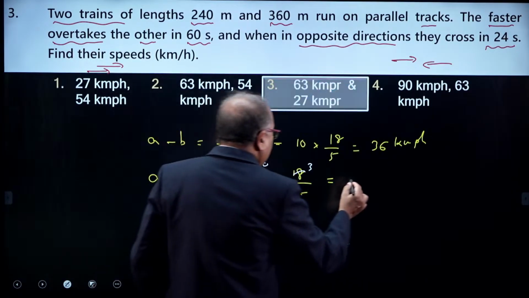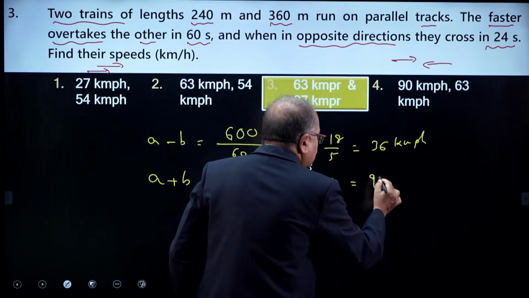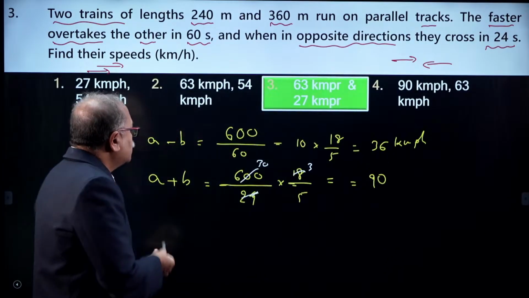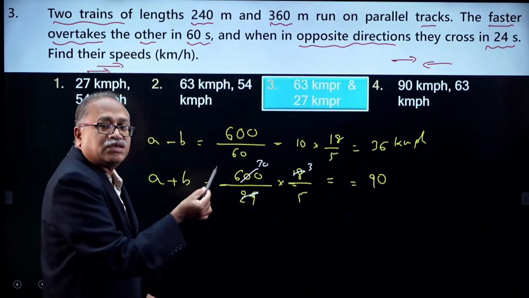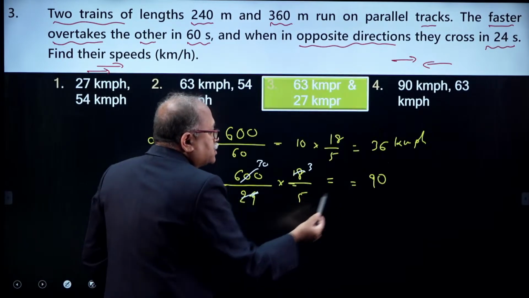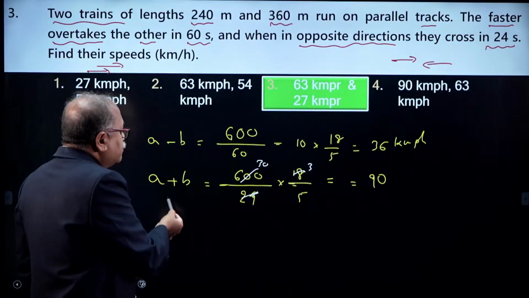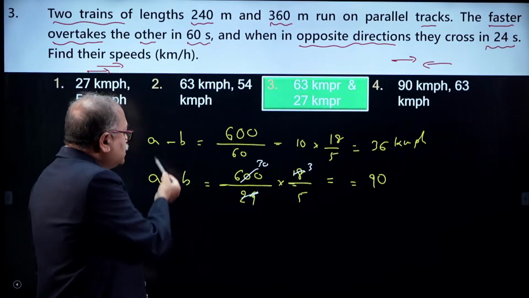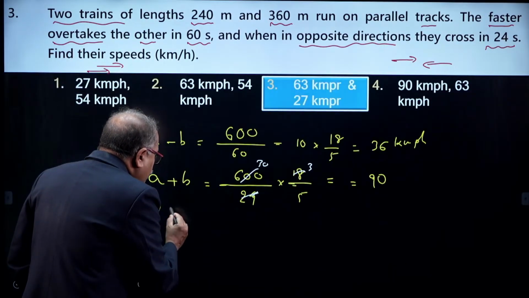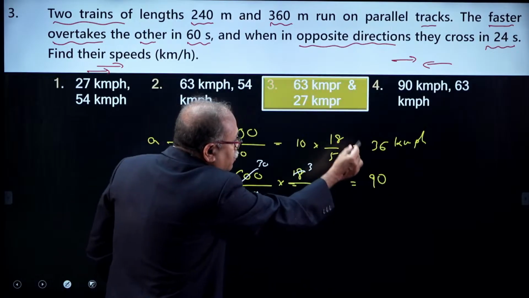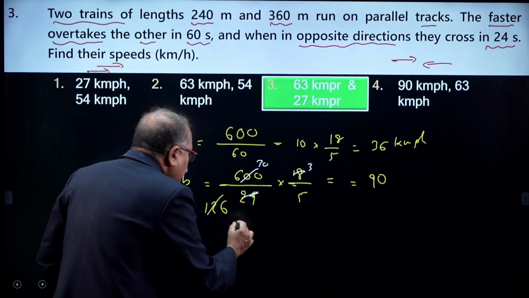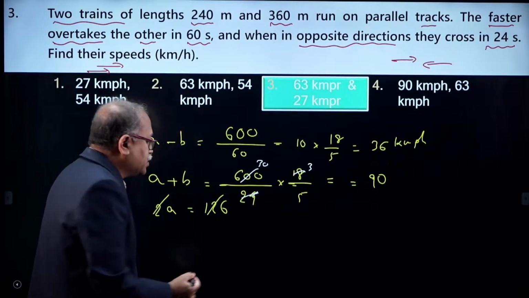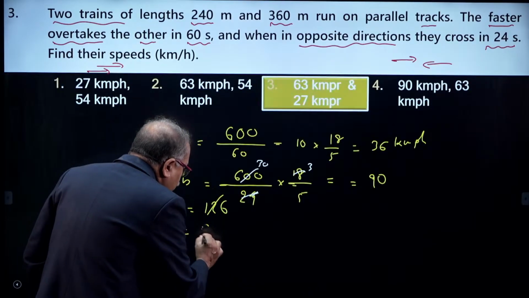So here I am getting 90 kilometer per hour. So I have A plus B is 90, A minus B is 36. When I add up these two, B will get cancelled. I will get 2A, and 2A is equal to nothing but 126. Then what is A? A will be half of this, that is 63. So A is equal to 63.